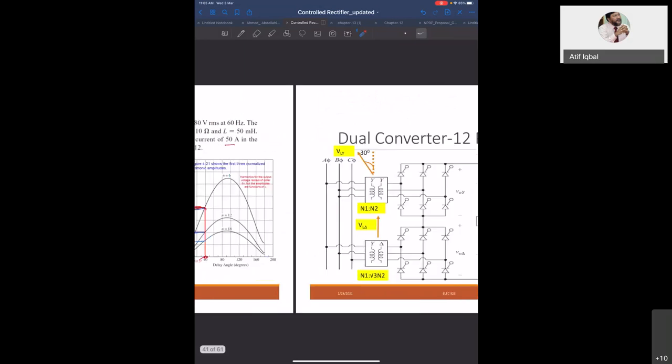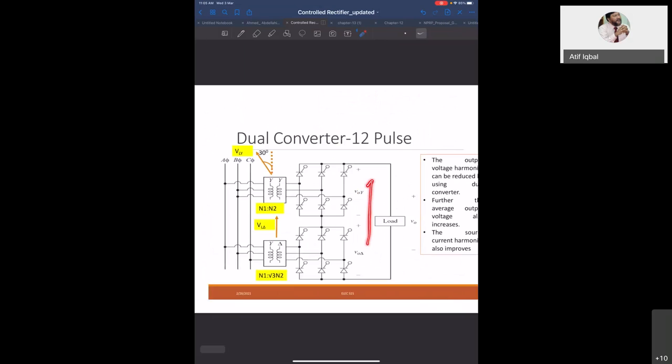Now, if we use two of them together, then the voltage will be high, and we will have 12 pulses in one cycle. If we have 12 pulses in one cycle, the harmonics of the output voltage and output current will be multiples of 12. So it will be 12, 24, 36, like this.